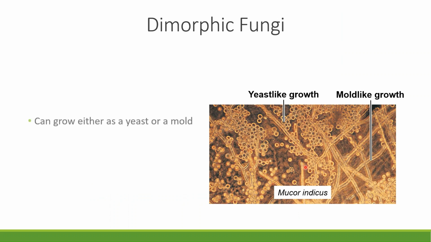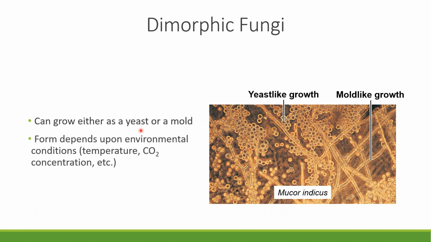I said there were 3 categories. And the last category I said was a little bit of both. And these are called dimorphic fungi. So they can have 2 bodily forms here. They can grow as either yeast or molds, and it depends on the particular environment. So on certain temperature, CO2, or concentration, it'll switch between the 2. Dimorphic fungi are ones that we're really concerned with.